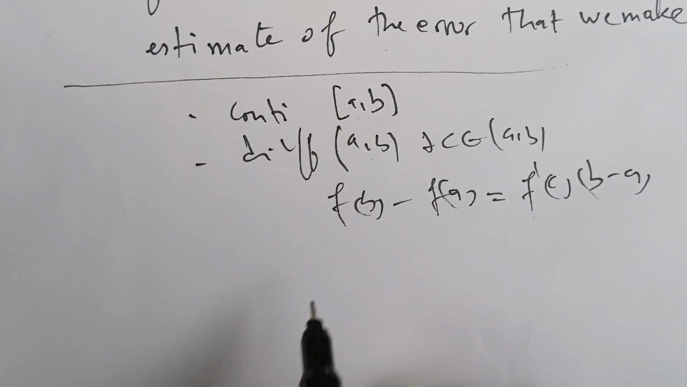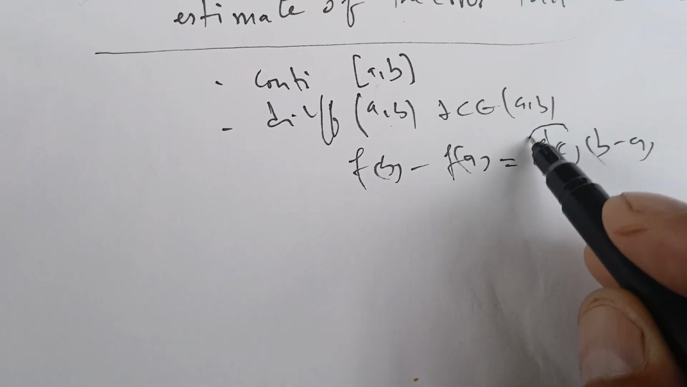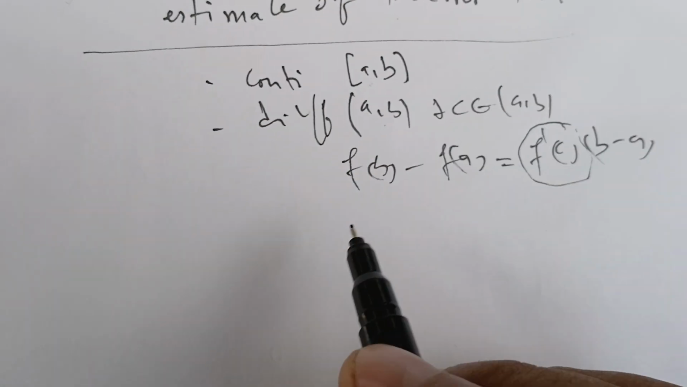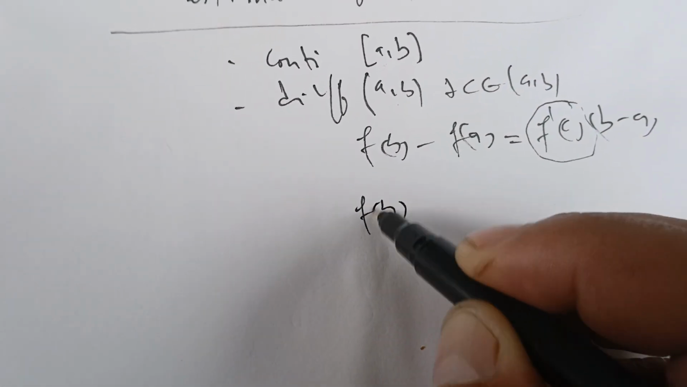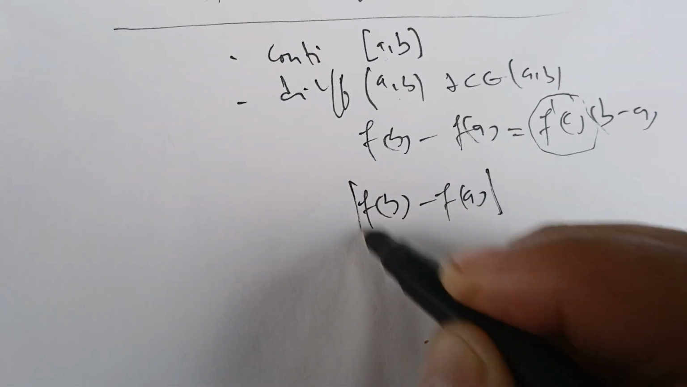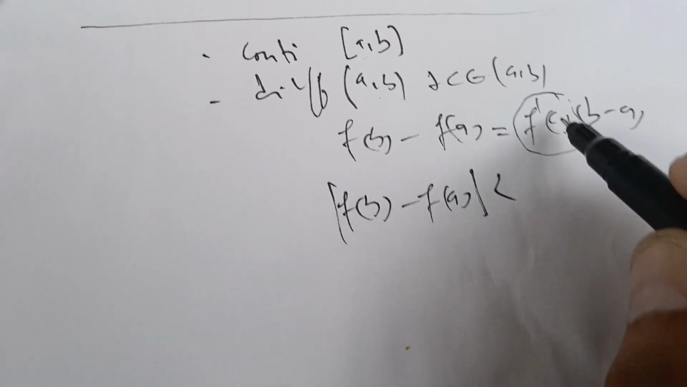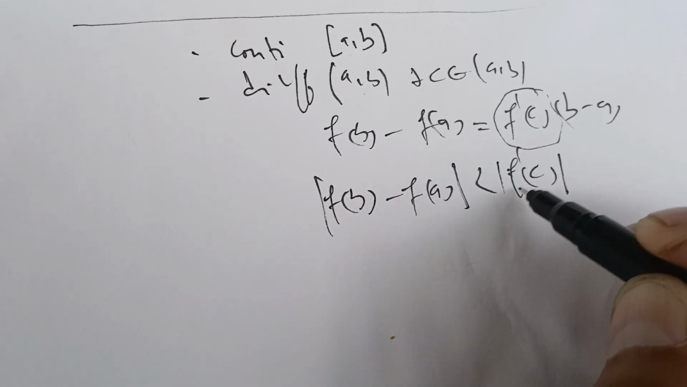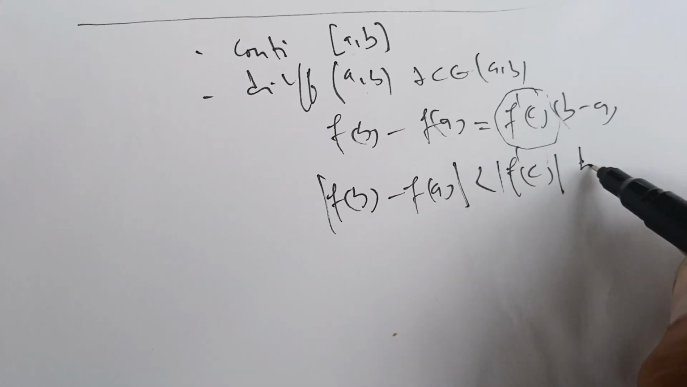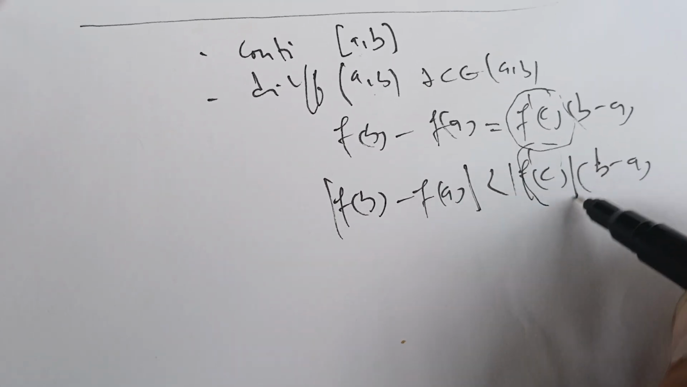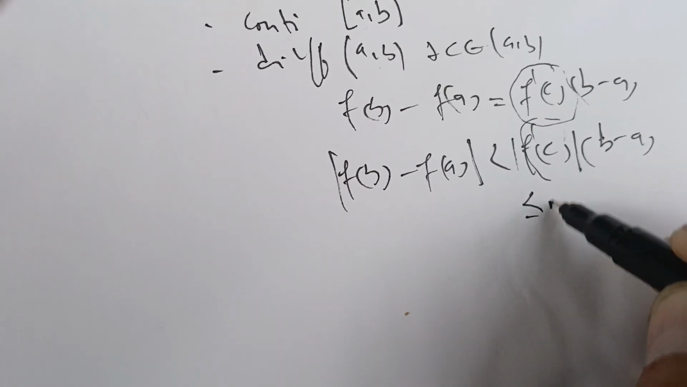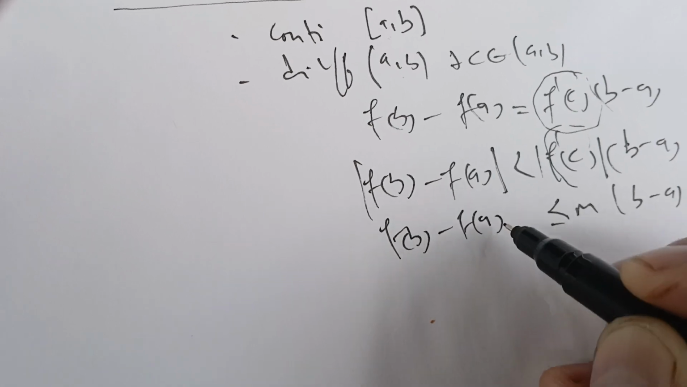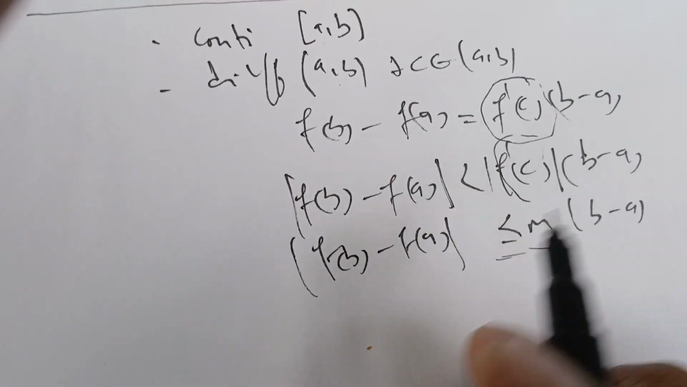So if we can find a bound for the derivative, we can write that f of B minus f of A in absolute value is less than, let's say that f prime of C is bounded by some value m. Okay, therefore we can write f of B minus f of A is less than m times B minus A.